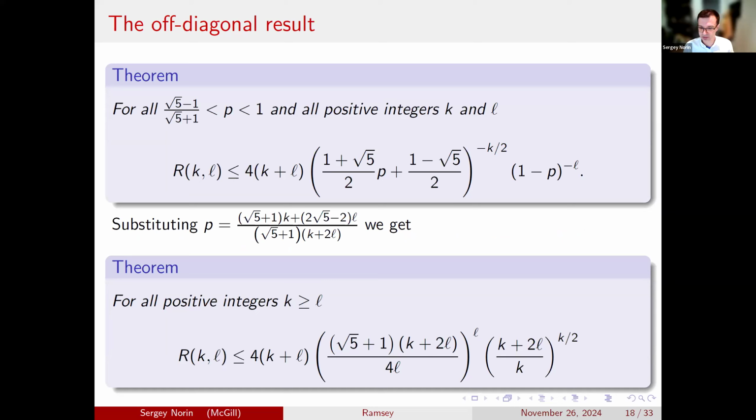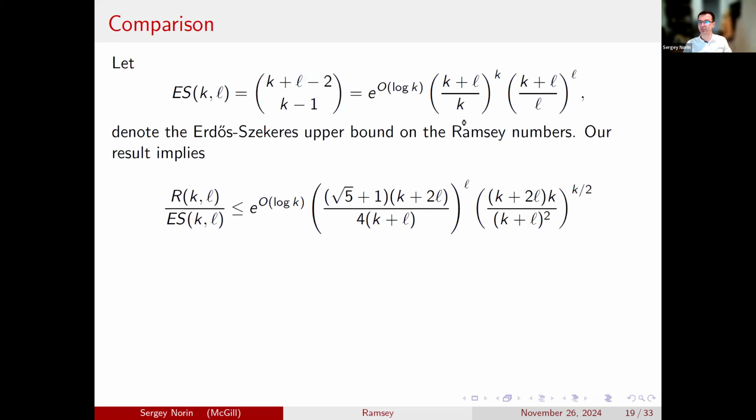Okay, so I'm claiming, I'm not sure how much I can claim this, that I more or less told you a complete proof of this bound. I hid very little, and all of this can be reconstructed by hand. And this we can already compare to the Erdős-Szekeres bound. So the Erdős-Szekeres bound is roughly on the order of (k+l over k) to the k times (k+l over l) to the l.